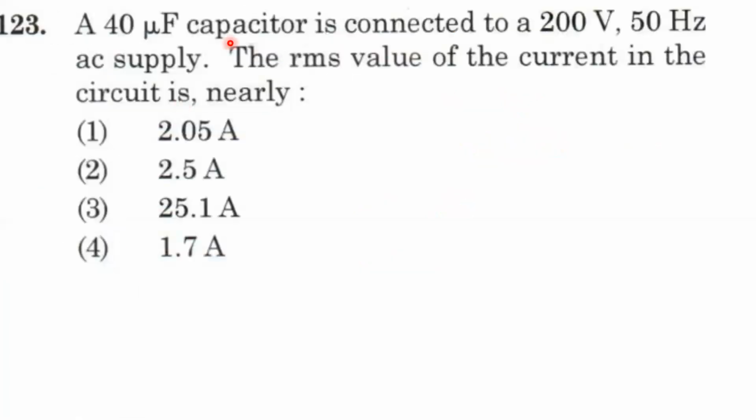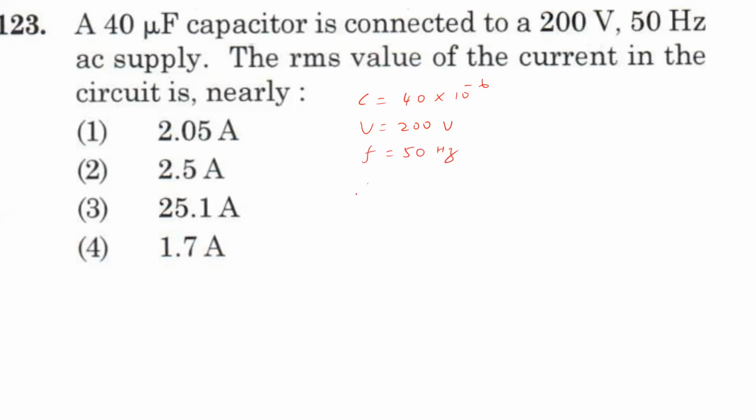123rd question. A 40 microfarad capacitor is connected to a 200 volt 50 hertz AC supply. The RMS value of the current in the circuit is nearly what? The capacitance is given as 40 microfarad, so 40 into 10 power minus 6. The potential is given as 200 volt. This is the RMS potential given, so we will directly get the RMS current. The frequency is given as 50 hertz.